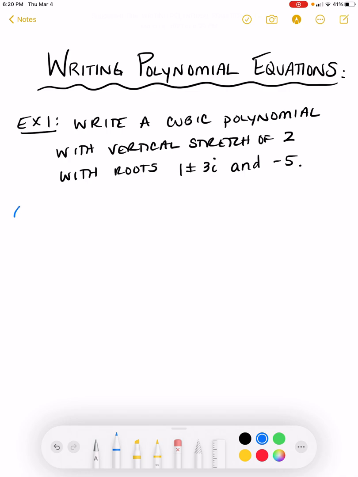So let's just take a second to understand what was given to us. It says that the vertical stretch is 2. Now what that means is that a equals 2. We've been used to seeing this a value as being the vertical stretch with parabolas, but really a just stands for the leading coefficient, and the leading coefficient of any function is going to be the vertical stretch. And so then we're given the root x equals 1 plus 3i, the root x equals 1 minus 3i, and the root x equals negative 5.